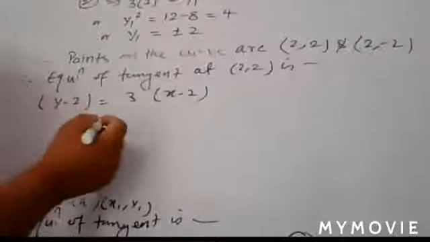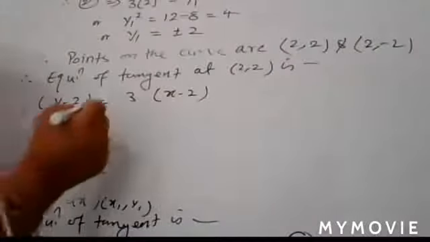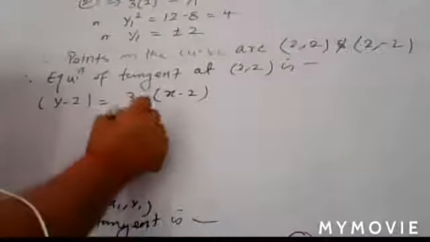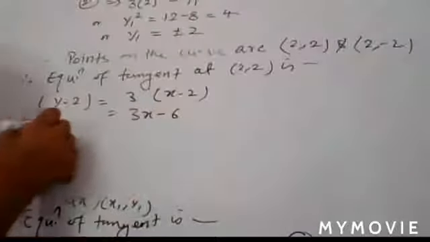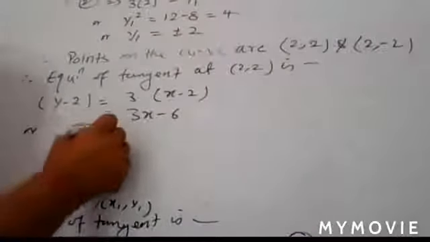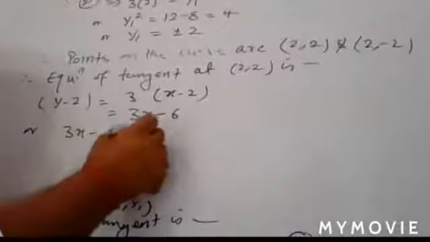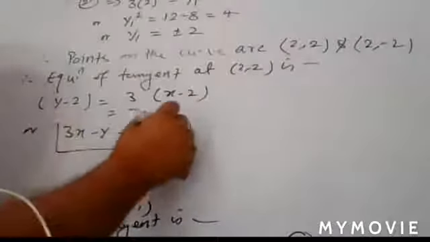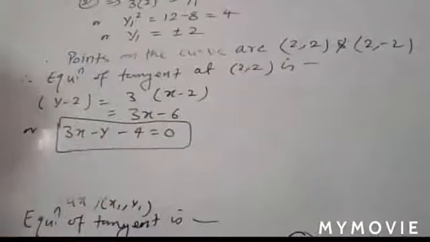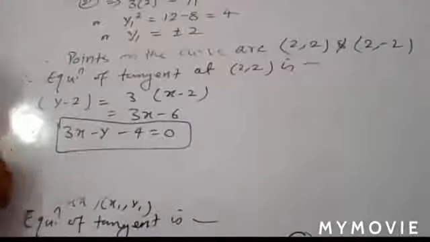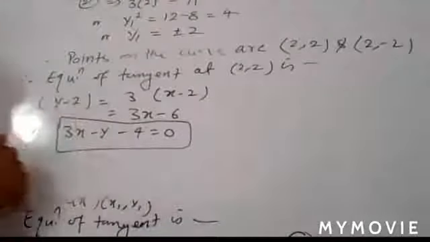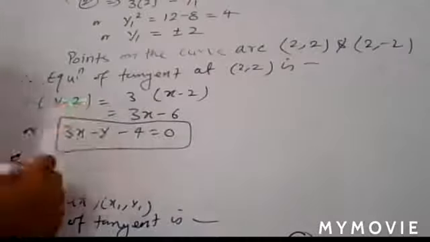So here you put x1 is equal to 2 and y1 is equal to 2. So on this side you have 3x minus 6, or 3x minus y minus 4 is equal to 0. That gives the equation of tangent. In the same way, if you are putting x is equal to 2 and y is equal to minus 2, just check what your result is.